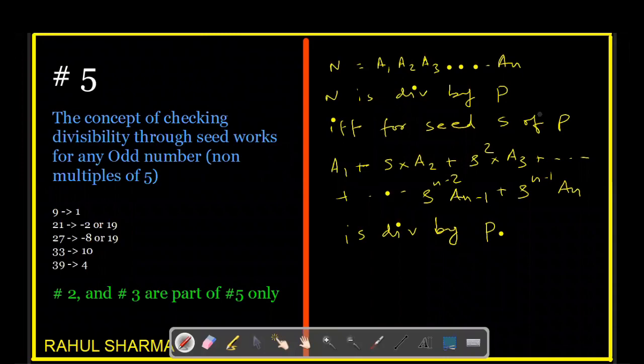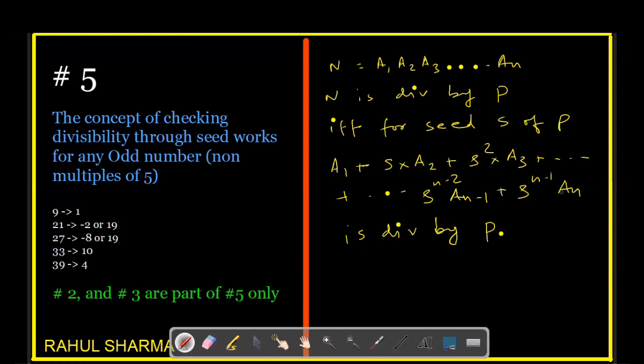Say you have the n digit number a1, a2 till an, where a1 is not equal to 0. So n is divisible by odd p if and only if, I hope all of you understand this IFF, it works both ways, if and only if, for the seed s of p, this expression holds true, which is a1 plus s times a2 plus s square into a3 all the way till s to the power n minus 1 into an is divisible by p.